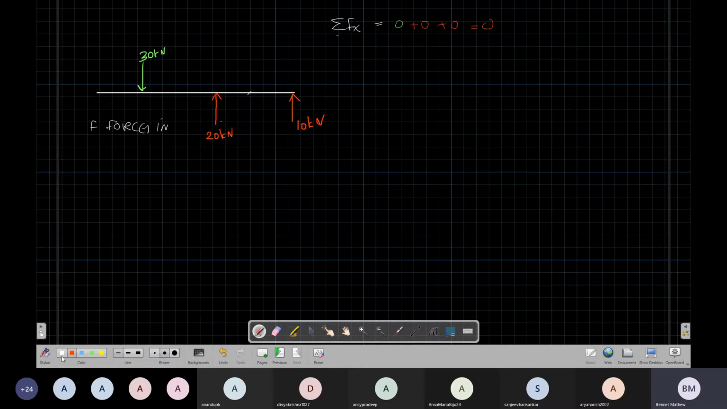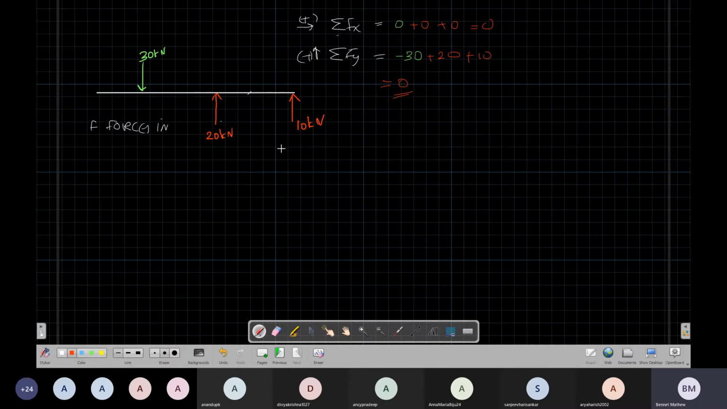Now, what about y? What are all the forces in the y direction? Let's assume up as positive. All upward forces are positive and downward forces are negative. So this one is downward, so it is minus 30. Now this is plus 20. Now this is plus 10. Now this gives me 0.